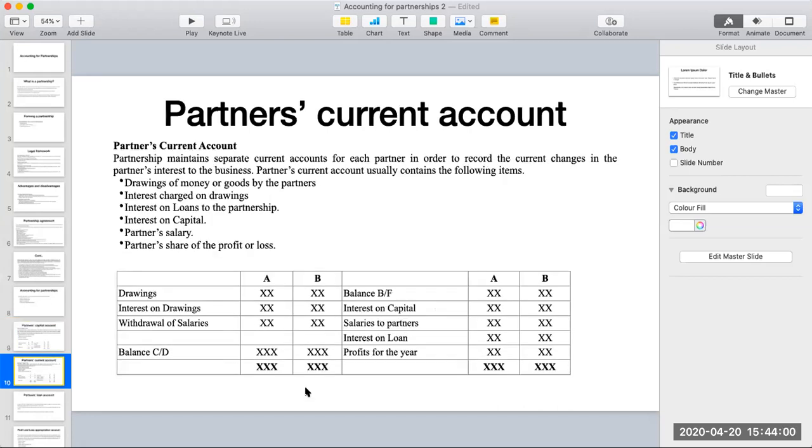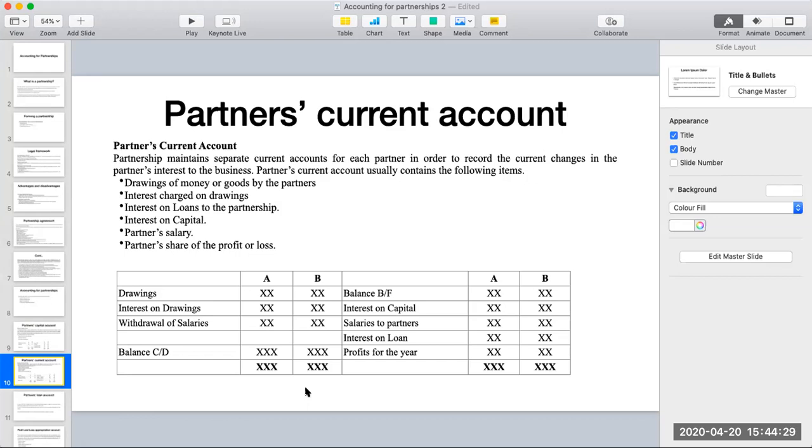Next one is partner's current account. So this is like what is actually due to the partner. This will show, again, it has debit side and credit side, and each side we have separate columns for the partners. So in this example, there are only two partners, A and B. So for A and B, there are two columns in each side.